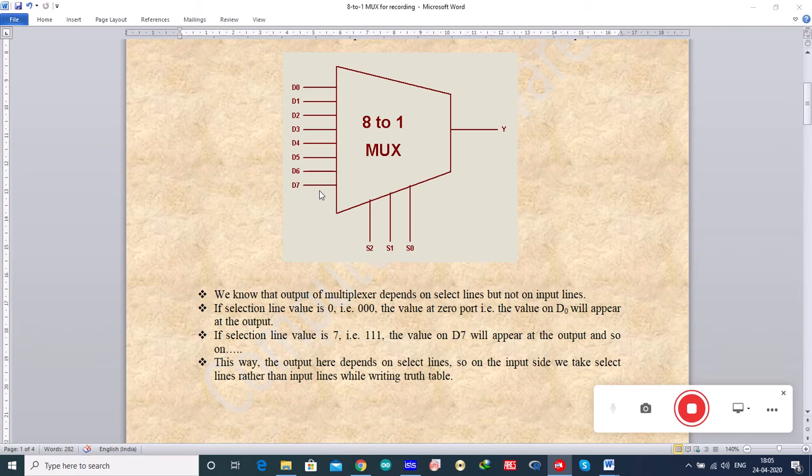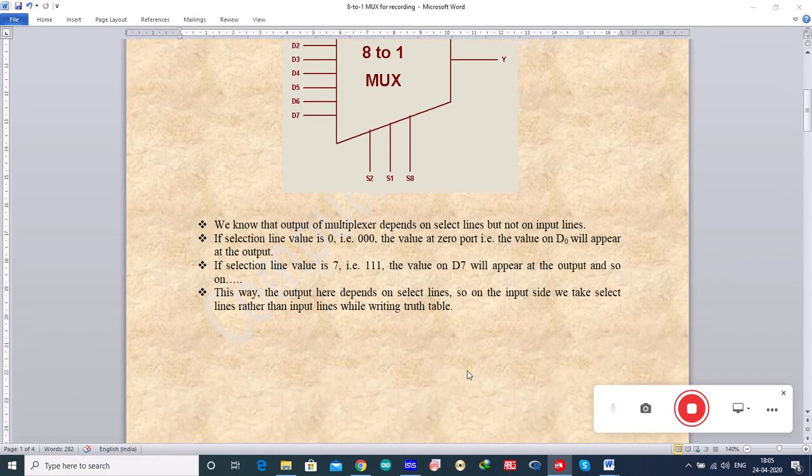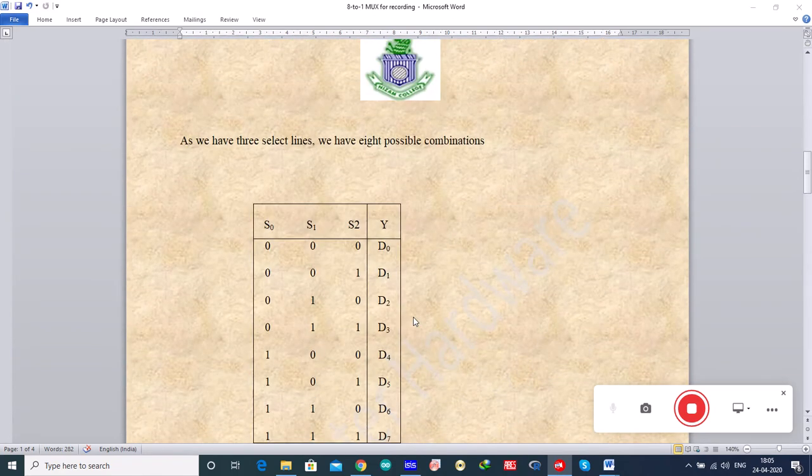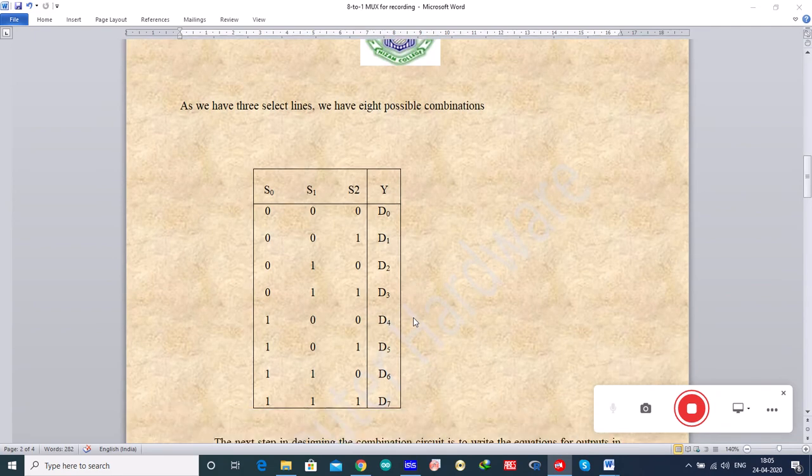We know that the first step is to define the functionality and to write the truth table in order to design any combinational circuit. Here we need to note one point, that the output depends on select lines. So on the input side we take select lines rather than input lines while writing the truth table. So let us write the truth table based on these points.